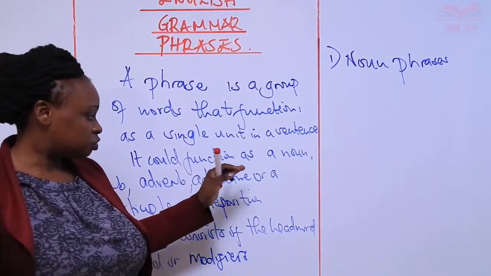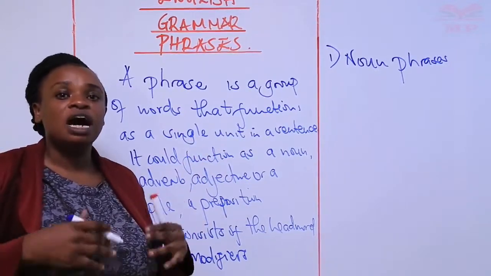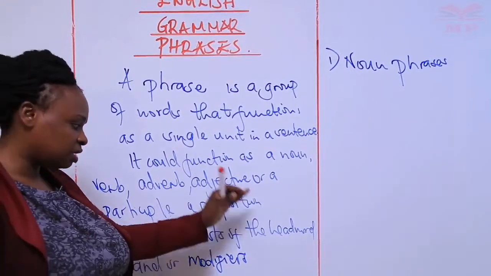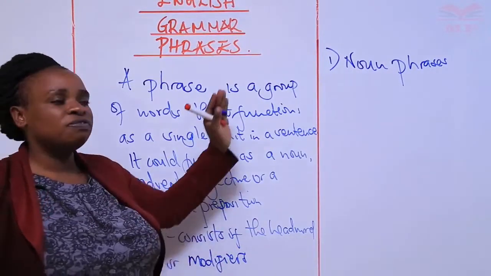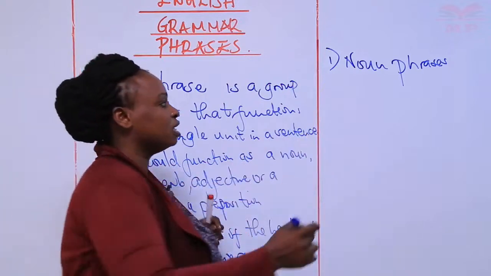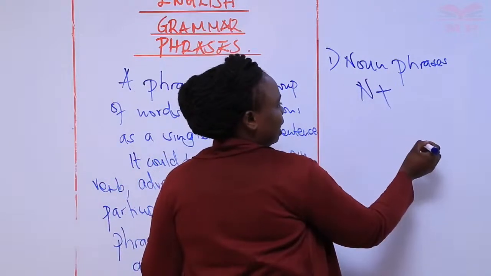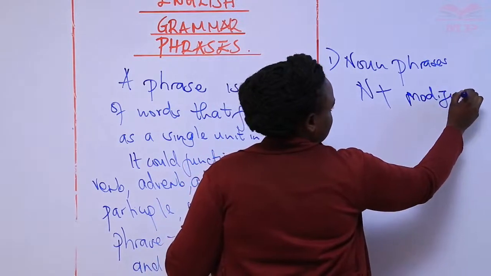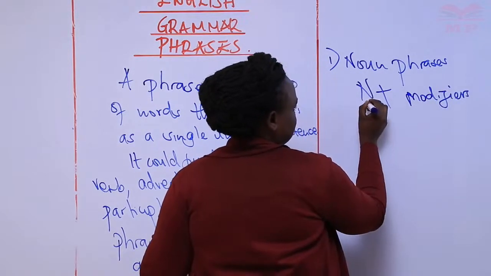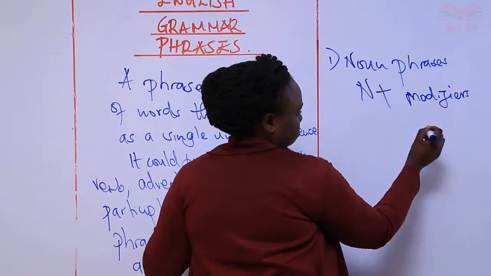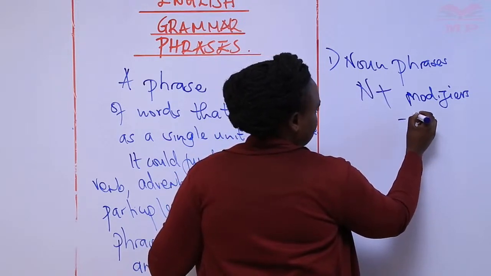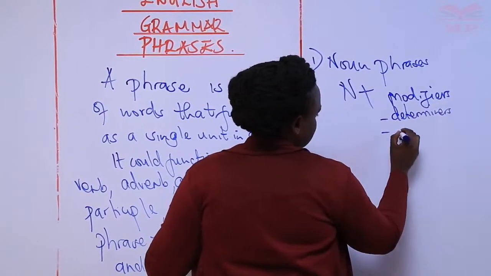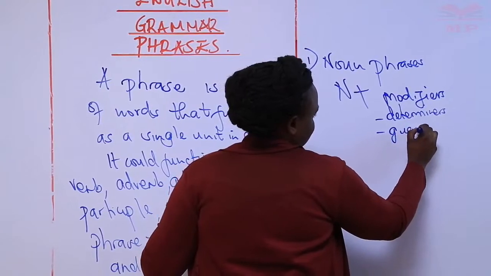But when it gets to prepositions and adjectives, you'll need to have other words that make up the phrase. So the phrase consists of the head word and its modifiers. So if it is a noun phrase, it will consist of the noun and the modifiers. When I say N, N means what? Noun. So the modifiers could be determiners. It could be quantifiers.